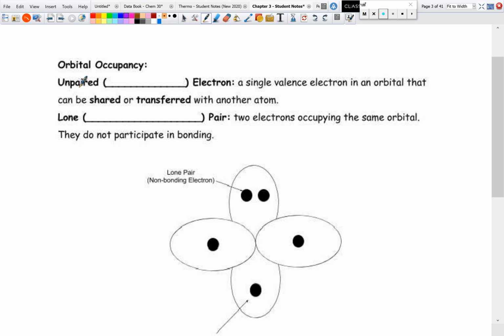If we have unpaired electrons, we call these bonding electrons. This is a single valence electron in an orbital that can be shared or transferred with another atom. And it needs to be single. If they're paired up, it's not going to happen, because when they pair up, we have a lone pair, or what we call a non-bonding pair. This is 2 electrons occupying the same orbital.